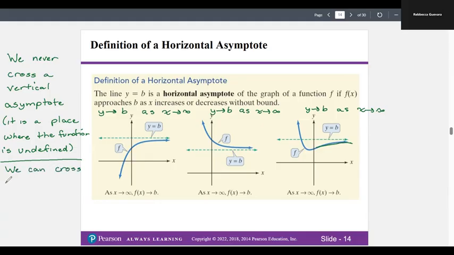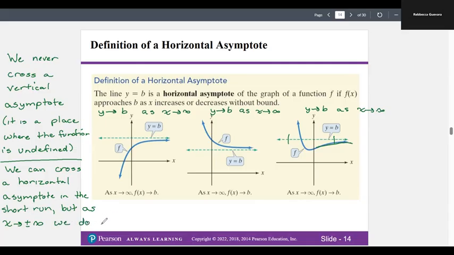So we can cross a horizontal asymptote in the short run. Meaning there's a little place here where that's going to happen, but as your x values go off to plus or minus infinity, so the long run is what we're talking about, we do not cross it again.